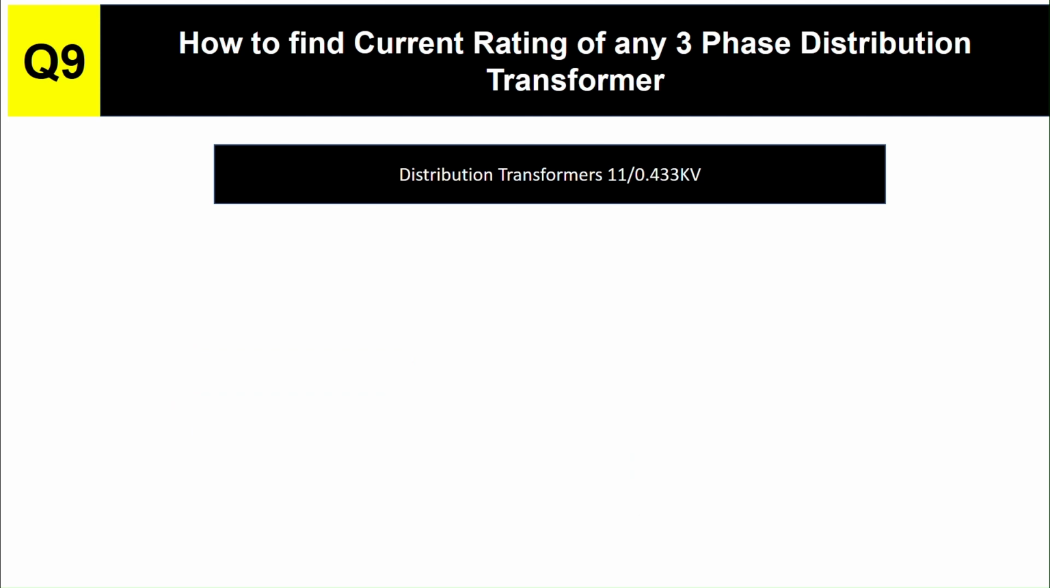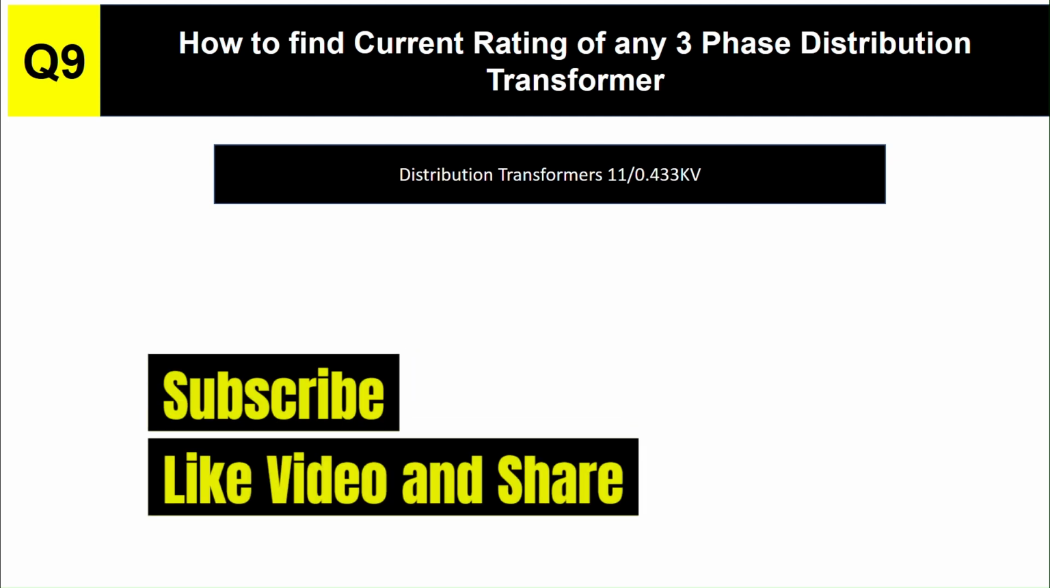Distribution transformers are generally 11 by 0.433 kV. That means the primary, that is the HT side, is 11 kV, and the secondary side, that is the LT side, is 0.433 kilovolt. That is the line to line voltage. I will tell you the different currents of various transformers from the HT side and LT side one by one.